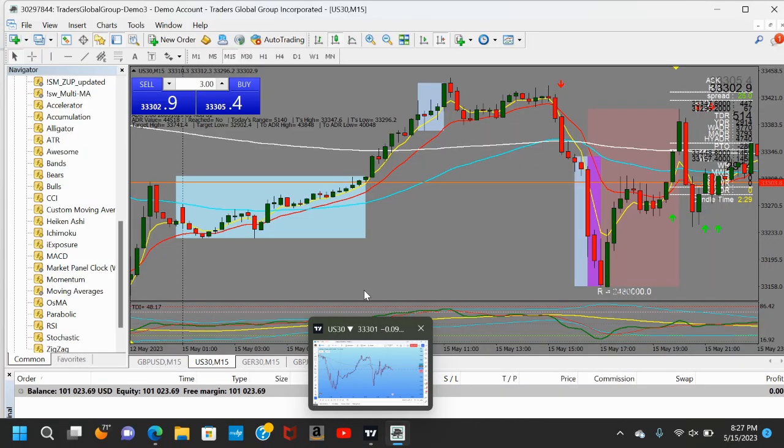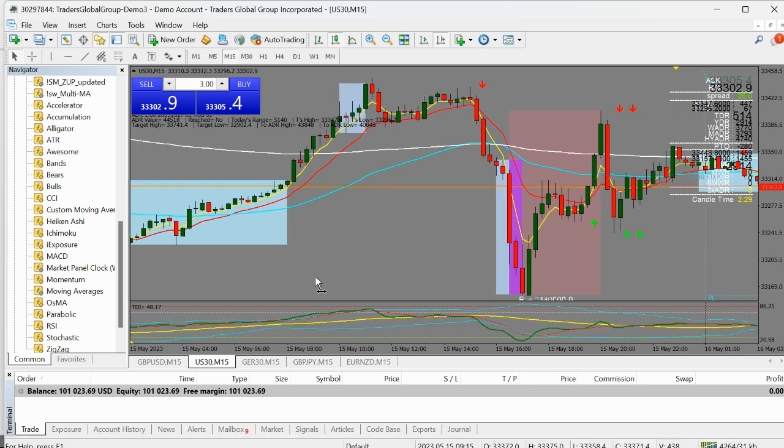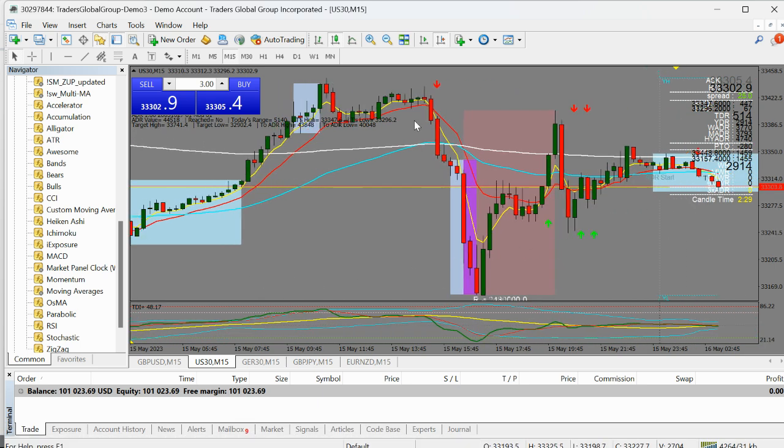This is my Forex Funds challenge, my phase 2. So this is the trade I took right here. This is where I entered. Once it broke below the ketchup and the mustard, the 8 and the 13 EMA, once it closed below that, that was my entry signal.